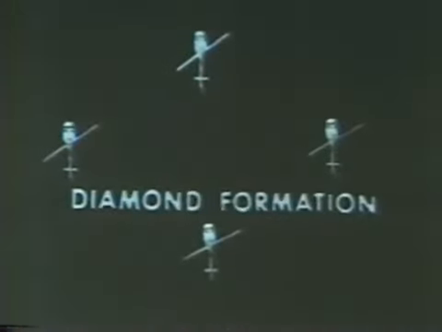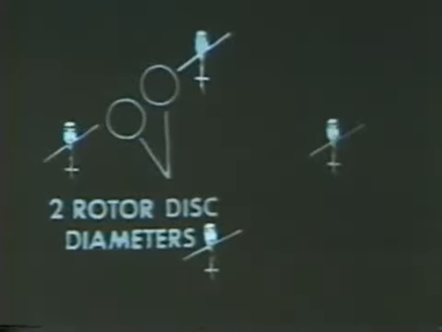For example, in the diamond formation, aircraft 1 through 3 fly the standard V, and number 4 flies the slot. The slot is directly behind the lead and 45 degrees astern of both lead and wingman. Each aircraft will maintain 2 rotor diameters between aircraft, and number 4 will fly a 3-foot vertical step-up separation on number 3. The trail formation is the only formation which does not involve utilization of the 45-degree angle.